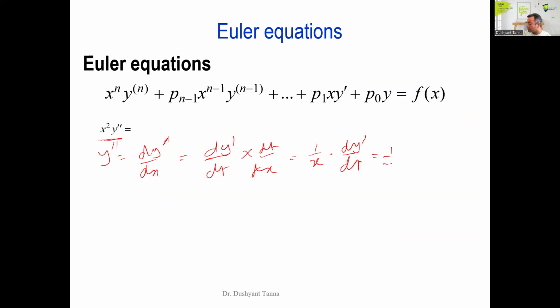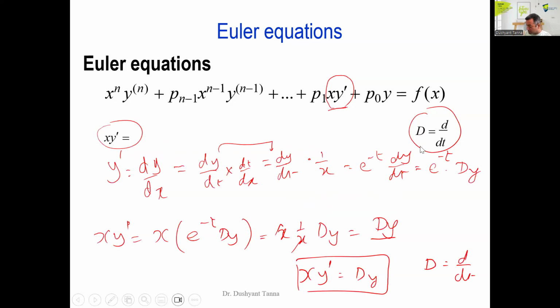Or you can also call it d by dt of y dash. What is y dash? We just obtained it here. So 1 on x of d by dt of e raised to minus t D y. Yeah, y dash that we obtained, e raised to minus t D y.